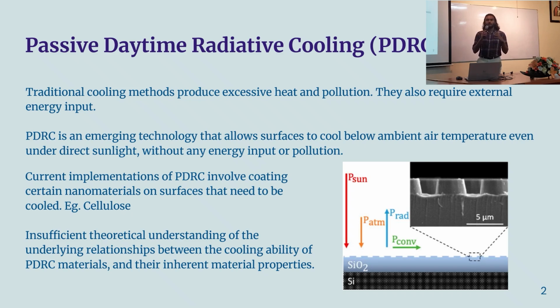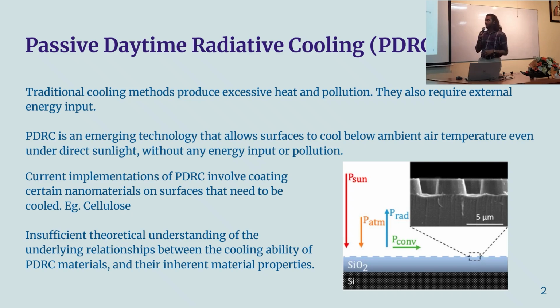That means the ambient air temperature is the air temperature of the surroundings, and under PDRC the surface will cool below that temperature even under direct sunlight. So if you leave an object out in the sun, it will still cool if it has that coating on top of it.